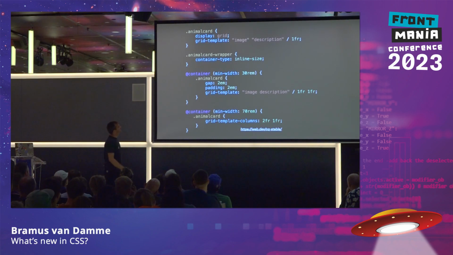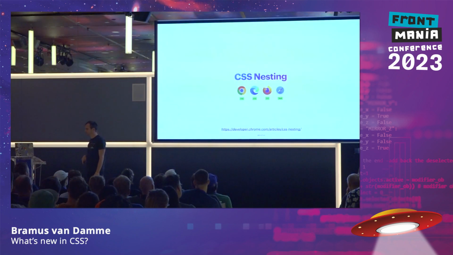I'm using anonymous ones here, so the animal card will automatically try to look up its nearest container parent element. You can also pass in a name if you want, but more details here on this very link.